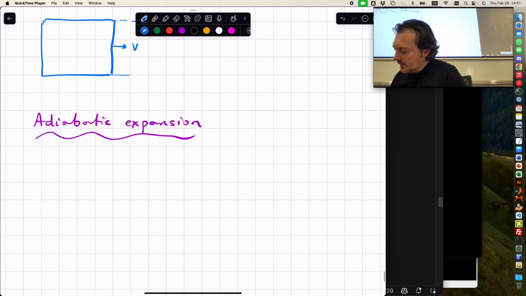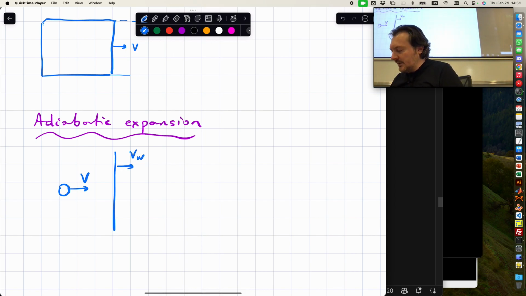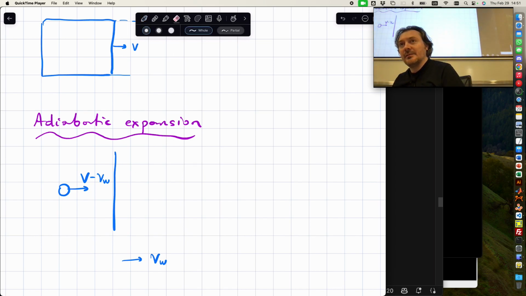So the ball, let's say it comes with V, and this is a wall that is moving with V wall. What happens is that in the reference frame moving with V wall, this one is coming with V minus V wall, and the wall is not moving. Do you understand it? Yes. So it should go back with V minus V wall.